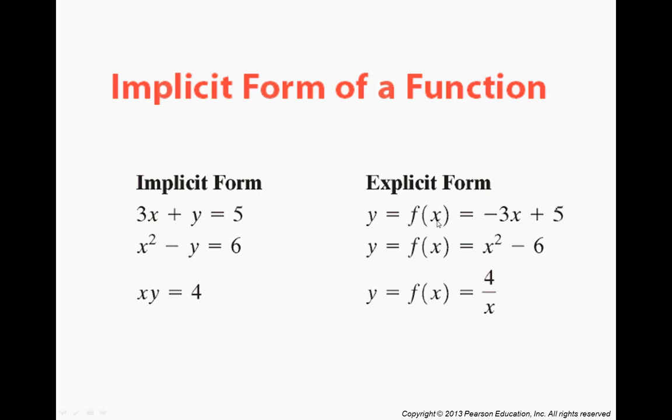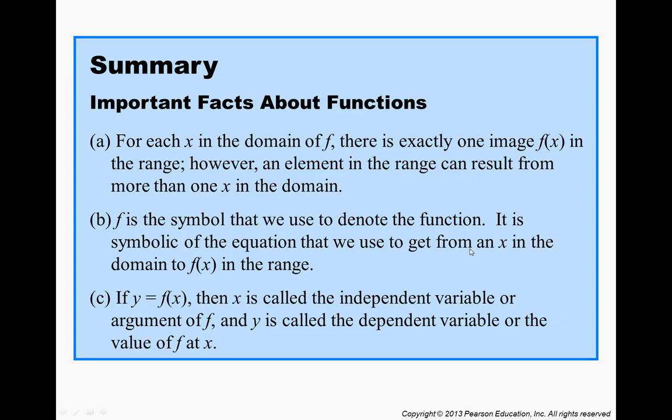And when it's in the y equals form, it's called explicit. All right, here's our last learning objective. So to summarize, you can only have one output for the input. Two different inputs can share an output, but not vice versa. F is a symbol we use to denote function.